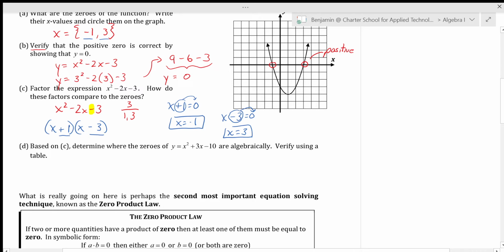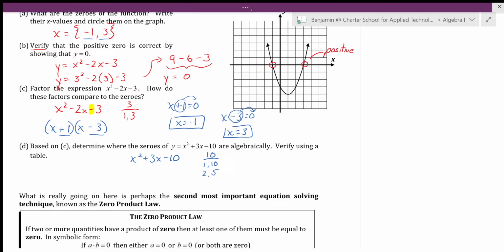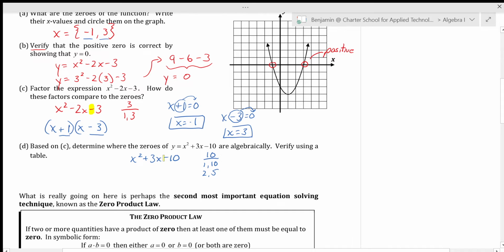Alright, determine the zeros. If I take x squared plus 3x minus 10, I write down 10. 1 and 10 give you 10 if you multiply, and 2 and 5 give you 10 if you multiply. Because it says minus 10, that means you have to have a positive and a negative, and the factors are going to be subtracting. So if I do that, x times x gives you x squared.